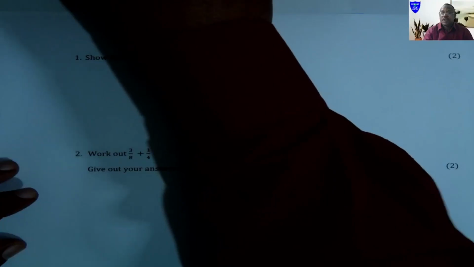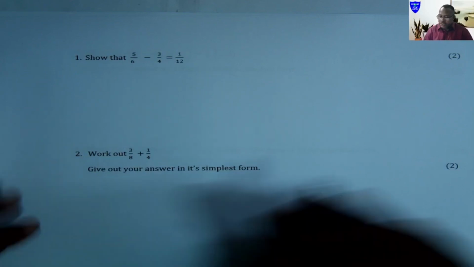Right guys, now that we've looked at the concepts of how you can add and subtract fractions, it's time for us to look at the actual exam type questions. I'll solve these questions with you, and if you are not following anywhere along the way, guys, just give us a comment and then I can clarify what is happening. Let us go through that very quickly, guys.